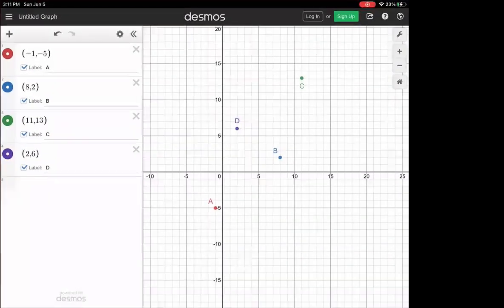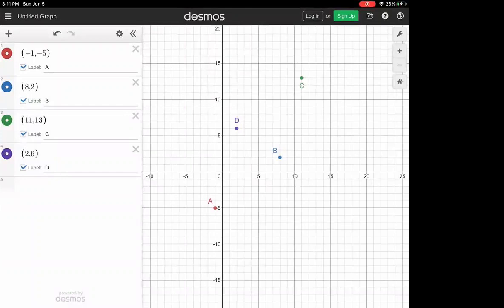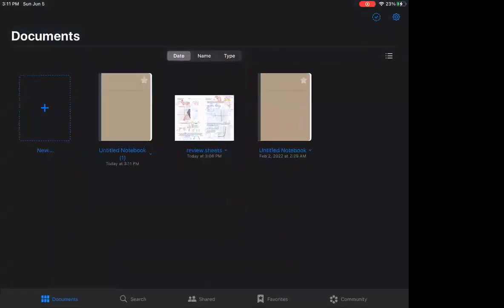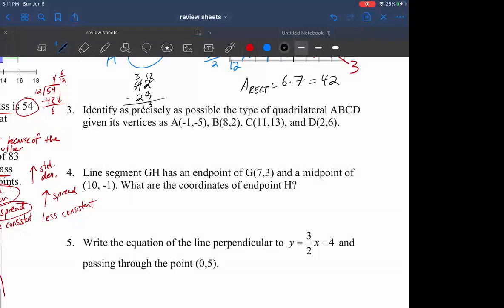So how are we going to check and see if this is a parallelogram or a rhombus? We need to know the length of those sides. So let's go back to the data in the problem. If we go from -1, -5, that was our A point, to 8, 2, let's see what the Pythagorean theorem says that distance is.